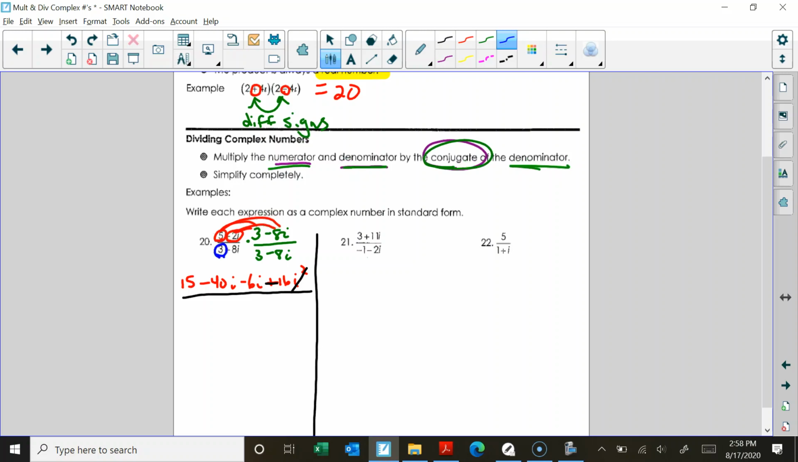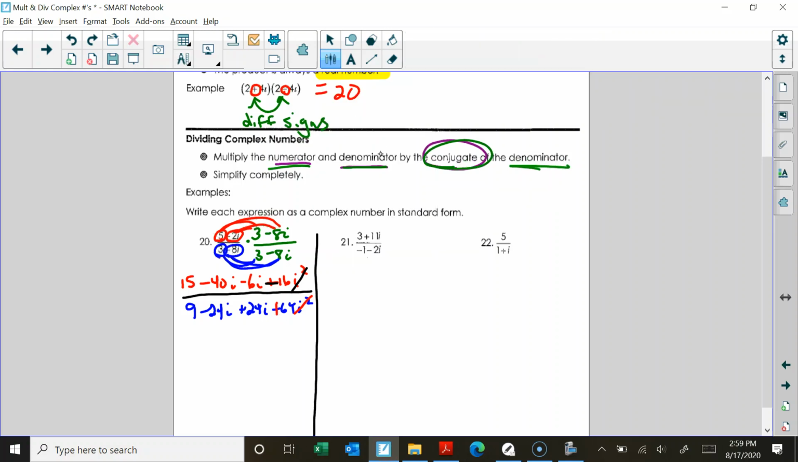3 times 3 is 9, times negative 8i is negative 24i, positive 8i times 3 is positive 24i, 8 times negative 8 is negative 64i squared. And i squared changes the sign, makes that a positive 64. All right, all that. Now we simplify, combine like terms, and probably are done.